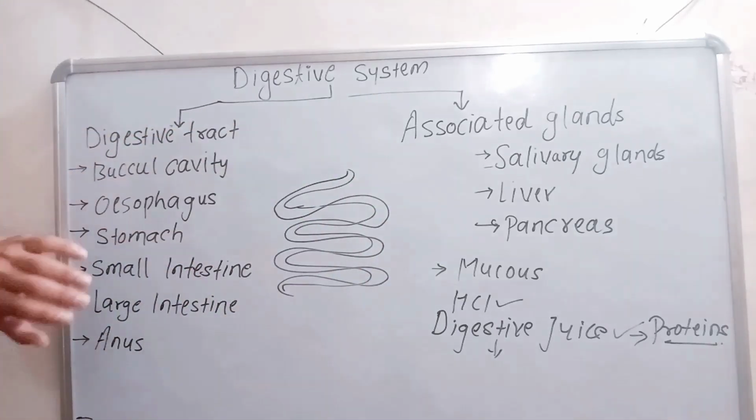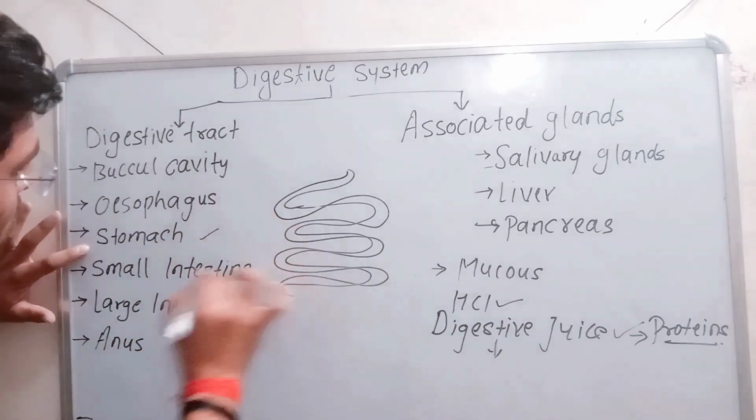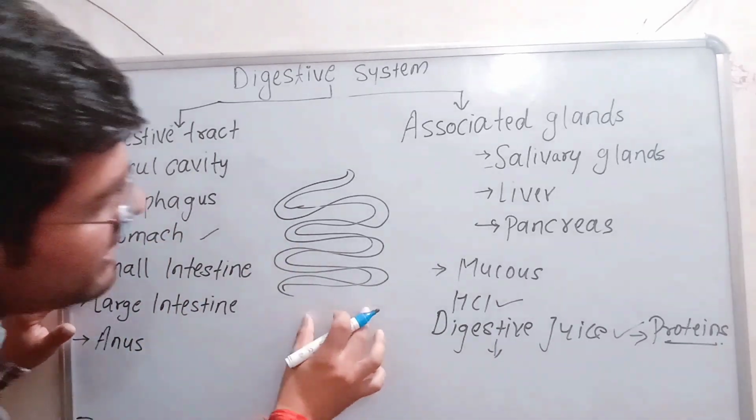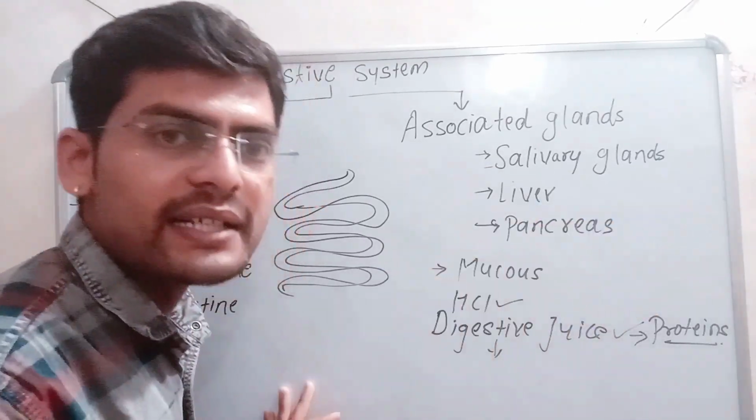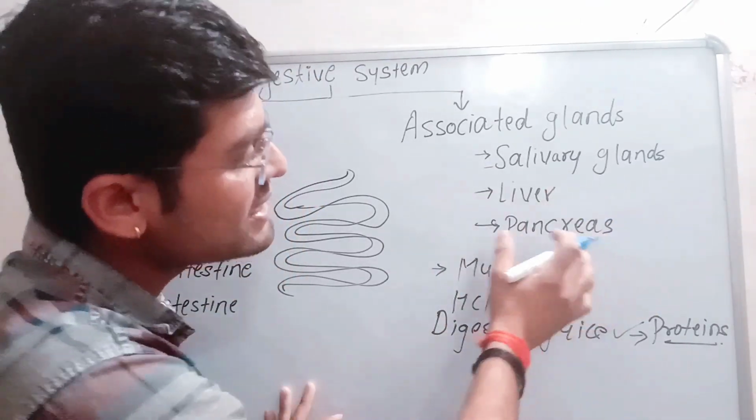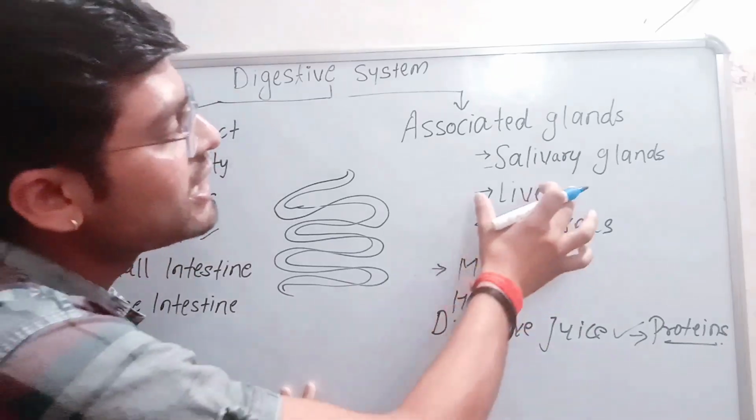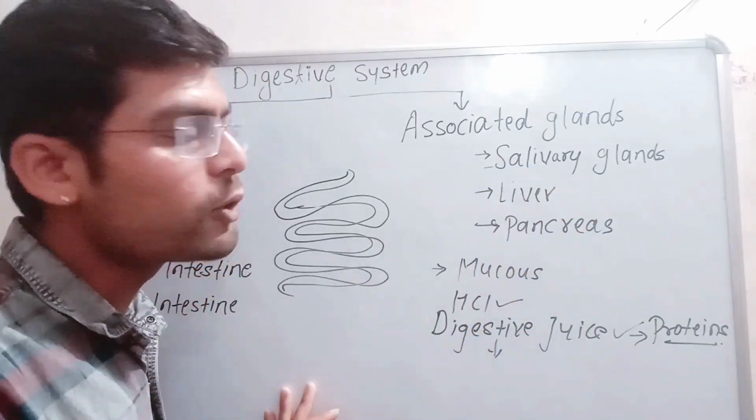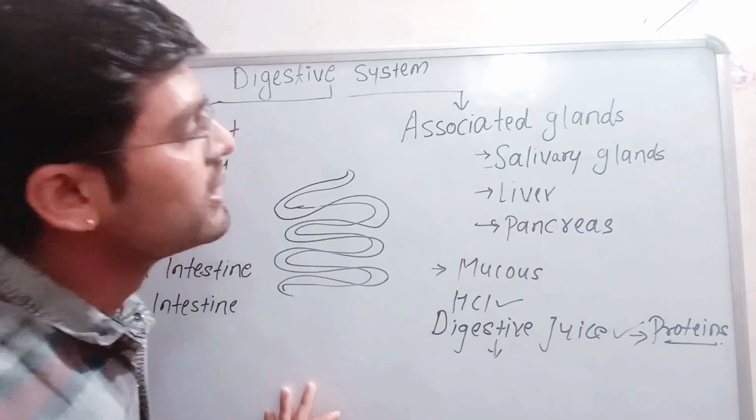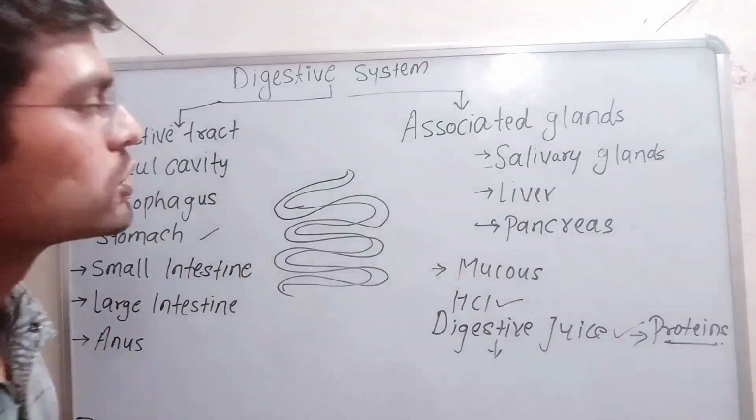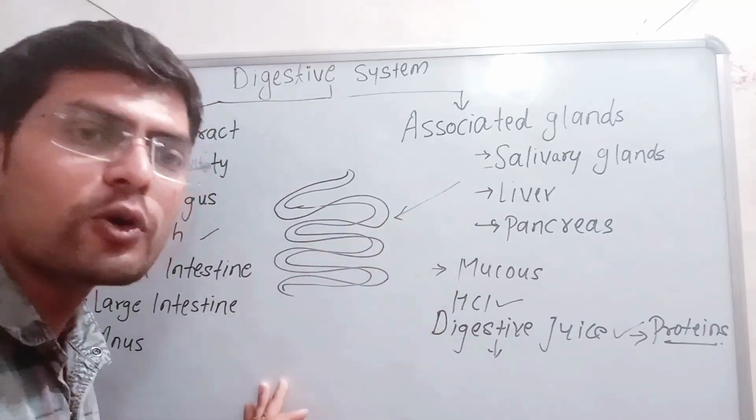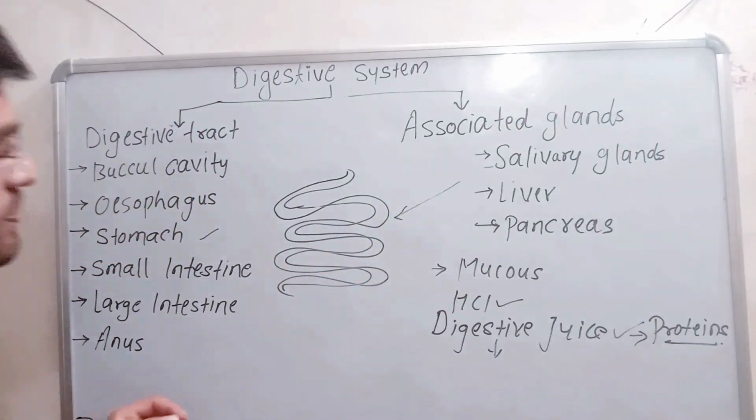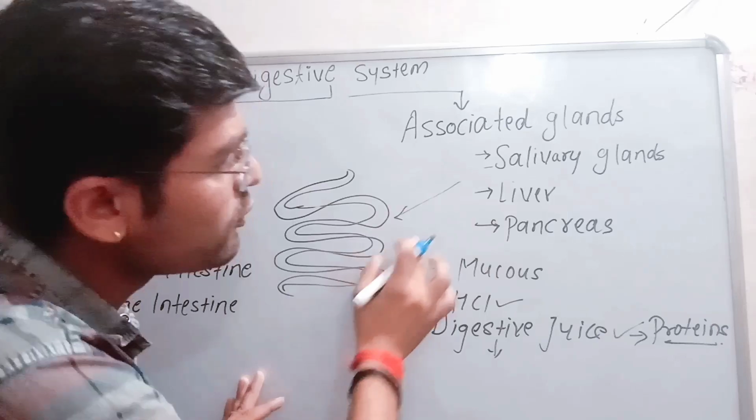How? The small intestine gets secretions from the liver and pancreas. Liver and pancreas are glands. The liver is the largest gland of our body. The liver secretes bile juice into the small intestine.